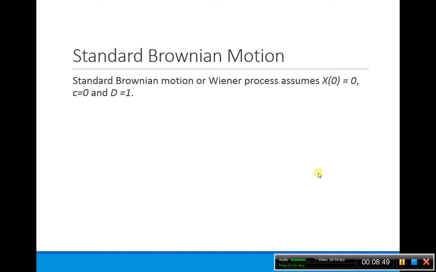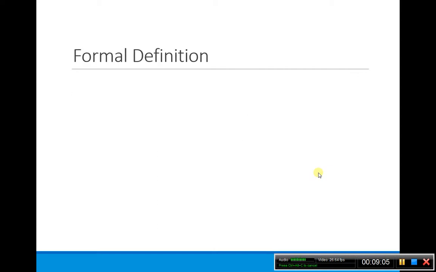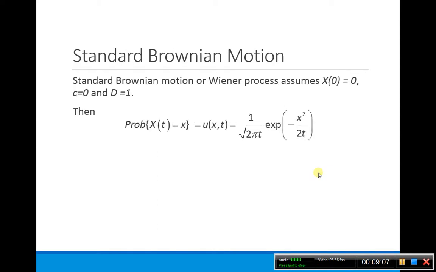So the standard Brownian motion or Wiener process assumes that our initial condition is 0, and again that we have p equals q equals 1/2, so our c is equal to 0, and our d is actually equal to 1. So our standard Brownian motion has this probability density function, which is just the normal distribution with mean 0.